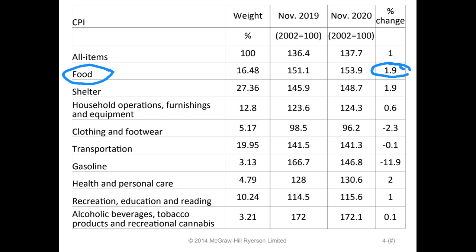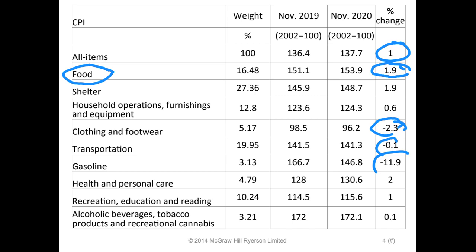So notice, the overall inflation is 1%. It does not mean that the price of each and every good or service is increasing. No, the prices of some goods and services are increasing, but for some other goods and services they might be decreasing. And you can see here that for clothing and footwear during that time period, you have minus 2.3%. So there's a decrease in prices between 2019 and 2020.